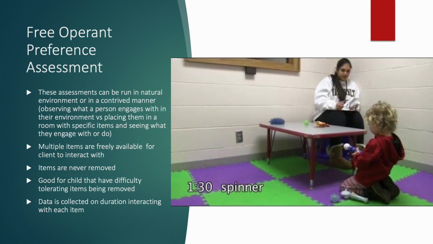So, if you are going to provide attention, it would be good to provide it for all of the items in the exact same way. But that could be very difficult. So I would say when you're conducting a preference assessment, just limit attention during the preference assessment and let them just interact with the items on their own.